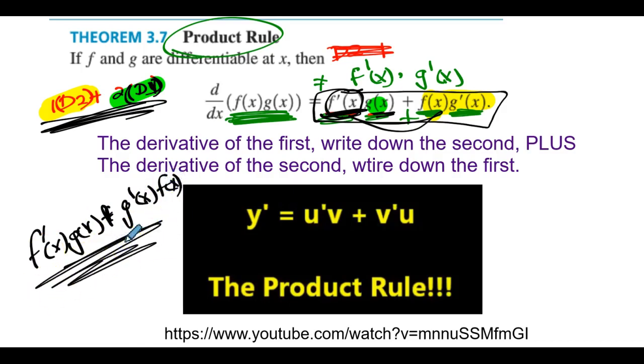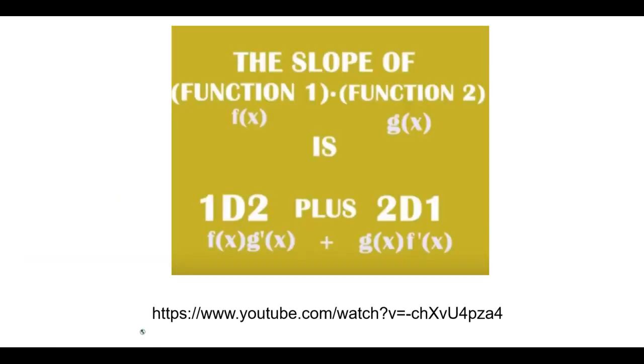The order that you do this in doesn't matter because we've got the commutative property working for both addition and multiplication. So at the end of the day, take the derivative of one, write down the other, and then take the derivative of the other and write down the first. However you do it. So I like this 1D2 plus 2D1.